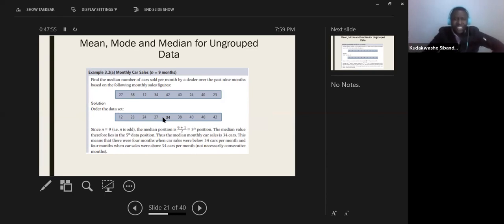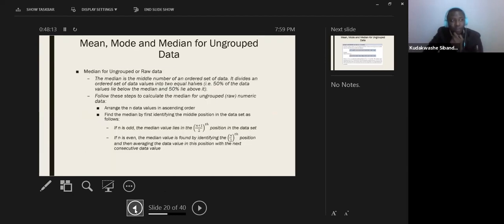The first thing that we need to do is set this data into ascending order. We start with the smallest value, which is 12, and then we order it up until we get to the maximum value. From the previous slide, we can see that the median position will be (n plus 1) divided by 2. N in this case is 9. So it is 9 plus 1 divided by 2. 9 plus 1 is 10, then 10 divided by 2 is 5.